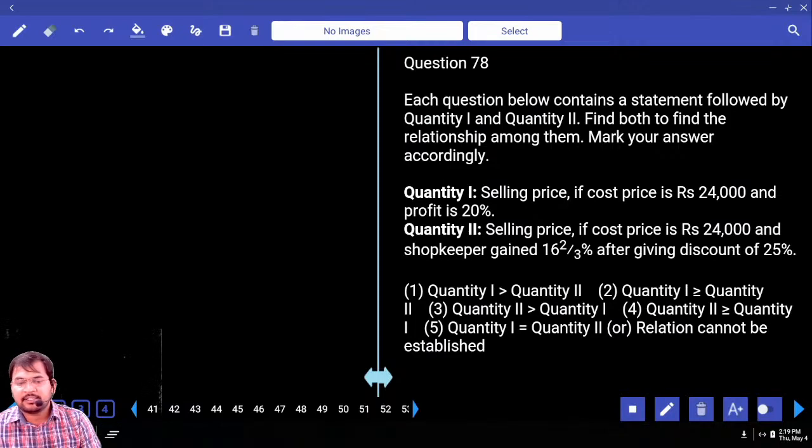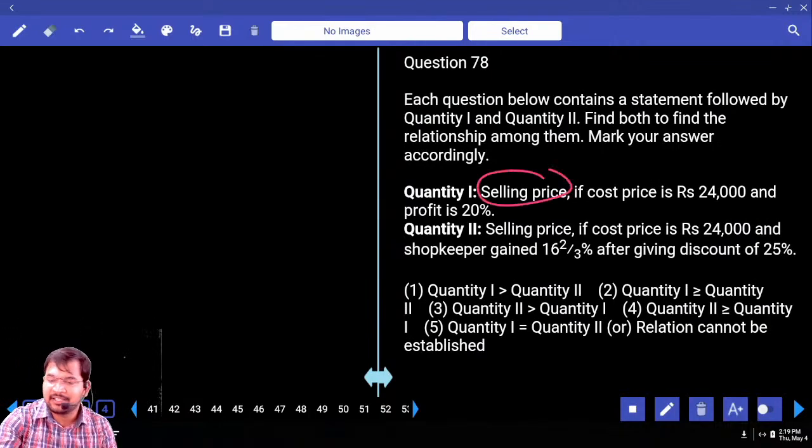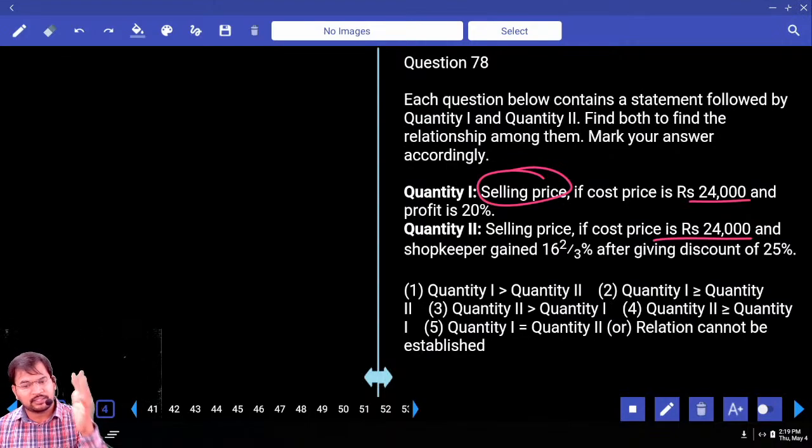Selling price, they're asking selling price. Cost price is 24,000. Profit is 20%. Don't calculate value, Nana. Just keep aside. They're asking selling price, na. In quantity 1, cost price is 24,000. Quantity 2, selling price, cost price is also 24,000. Are you clear, Nana? So 20% profit. All of you clear, Nana?